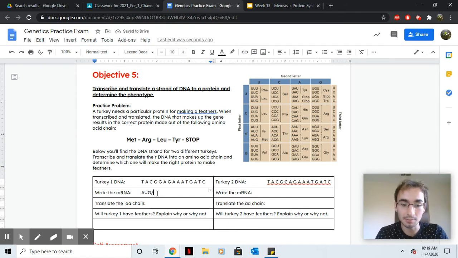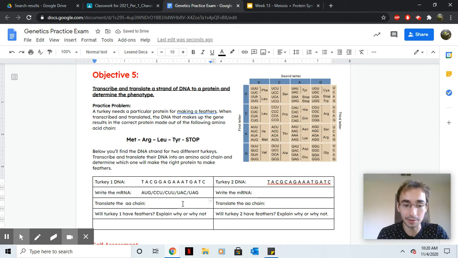So AUG, then the G's go to C's, A goes to U, do a dash. And it also helps me keep track. So now I'm on this one. G goes to C, the A's go to U's, then dash, then T goes to A, A goes to U, and G goes to C, then A goes to U, T goes to A, and C goes to G. So here's my sequence for mRNA.